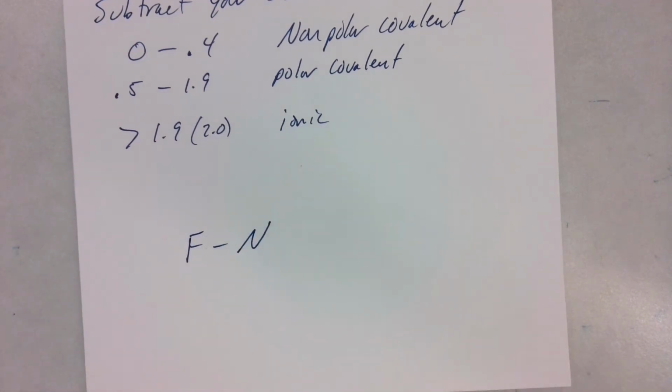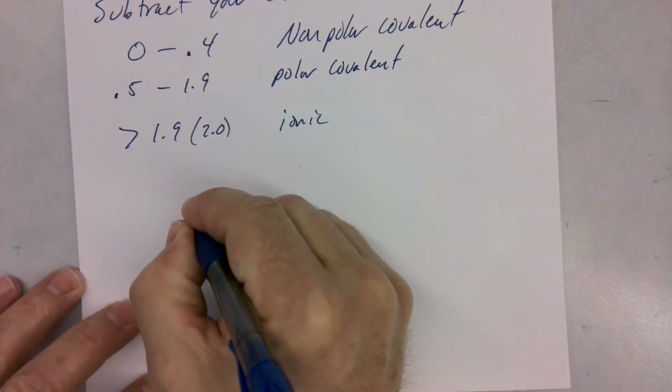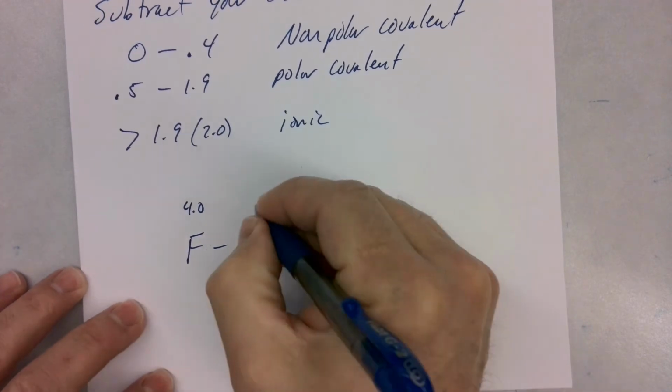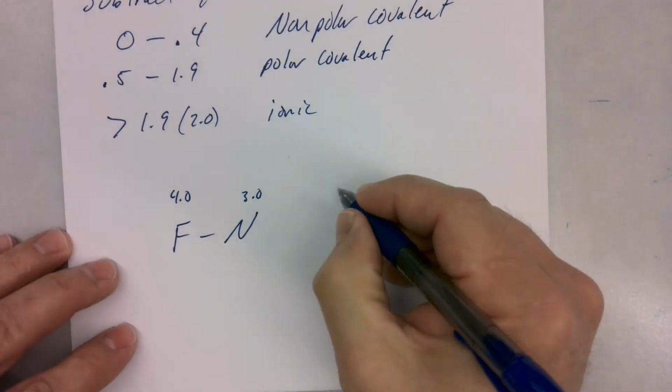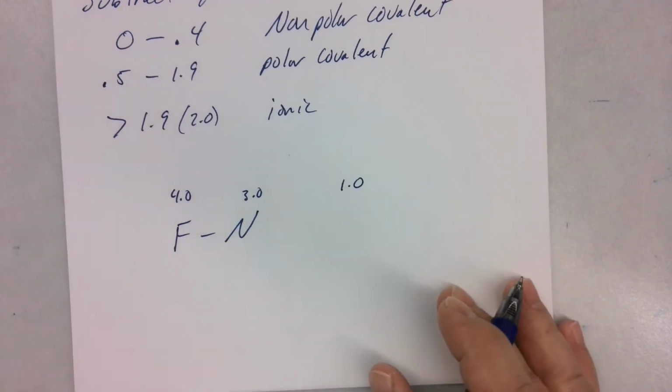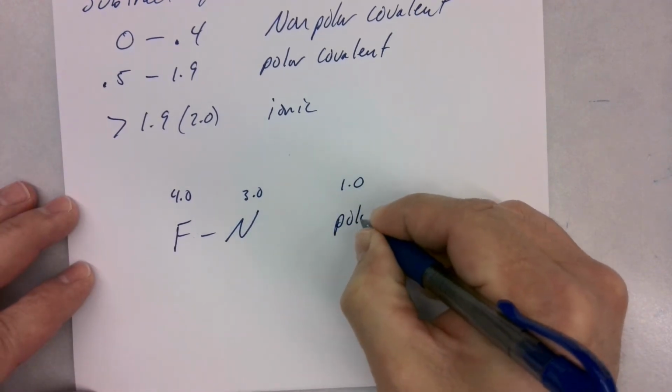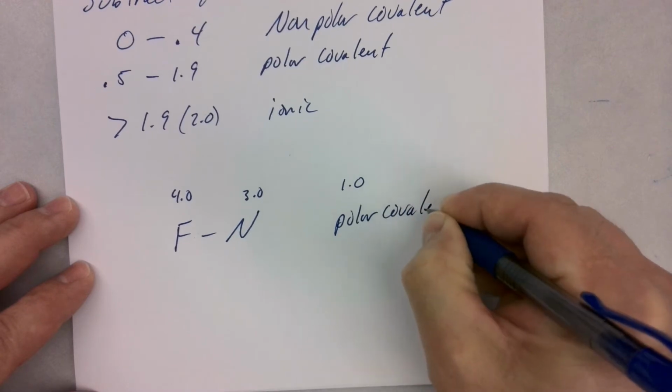Well, if you go back to that little chart, that chart tells me that F is a 4, and it's the highest. So I know N's got to be less than that, right? So N is a 3.0. That's a difference of 1.0. Well, I just go to my chart, and that tells me that is going to be polar covalent.